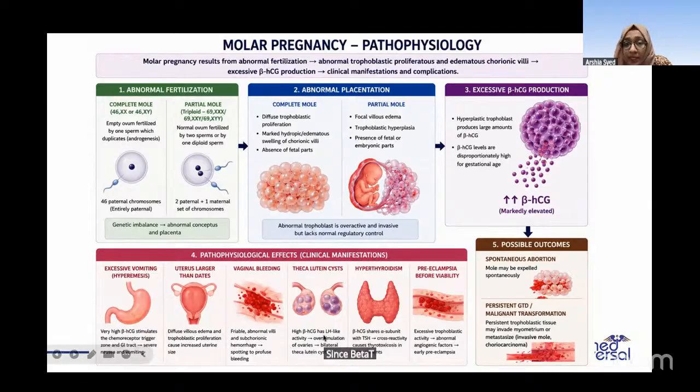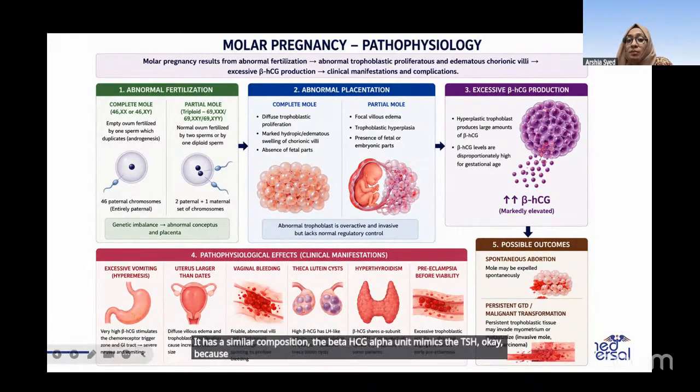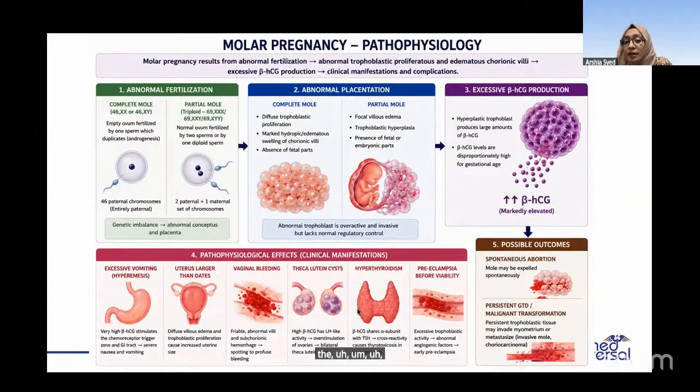Beta HCG also mimics the TSH, as it has a similar composition. The beta HCG alpha unit mimics the TSH. Because of this cross reactivity, the patient can have elevated thyroid levels. That means the TSH will be low, and T3 and T4 will be elevated.